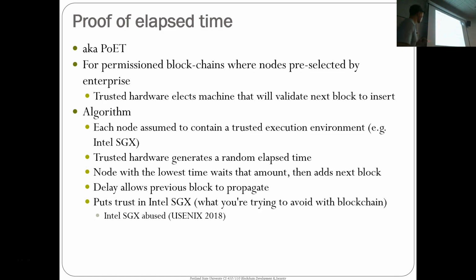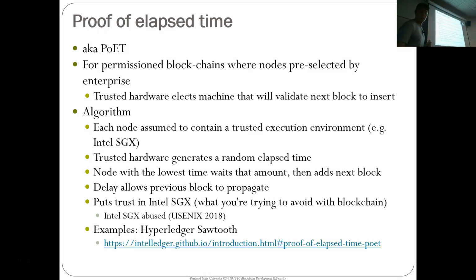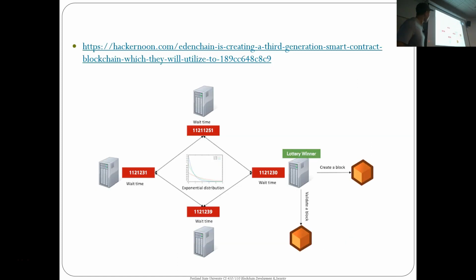This puts the trust in Intel SGX, but this is what's used in Hyperledger Sawtooth. Okay, so this is a picture of it. You have a bunch of nodes. These are the validators, and they each generate a random number. The lowest random number, this one, wins. So it's got the lowest wait time. And so it creates the block, validates it, and then inserts it onto the blockchain.